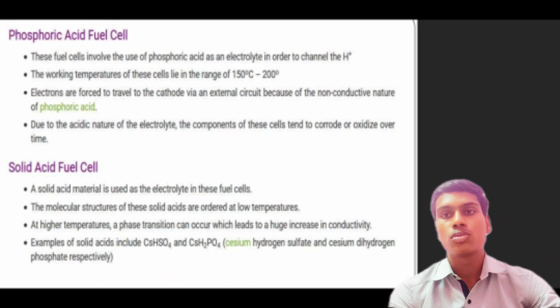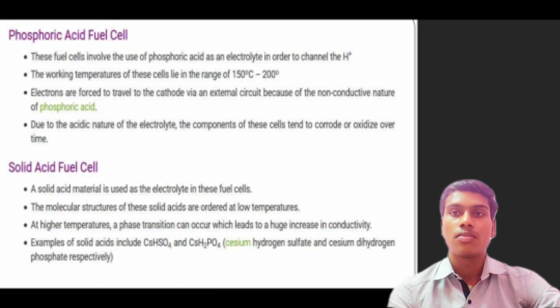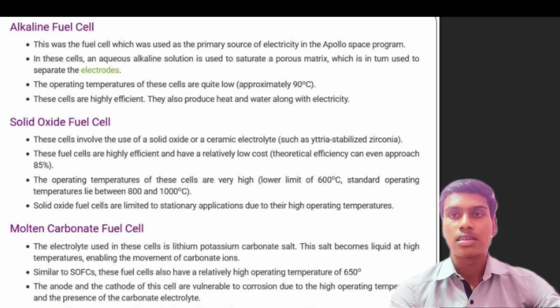And then next we will move on to the solid acid fuel cell. In this fuel cell they use solid acid as an electrolyte, which makes more impact for fuel cell applications as well. And then we will move on to the alkaline fuel cell. In the alkaline fuel cell, they use alkaline as an electrolyte. Alkaline in the sense they use potassium hydroxide as the electrolyte, and it should be operated at low temperature as well. So this kind of alkaline fuel cell is used in medical applications.